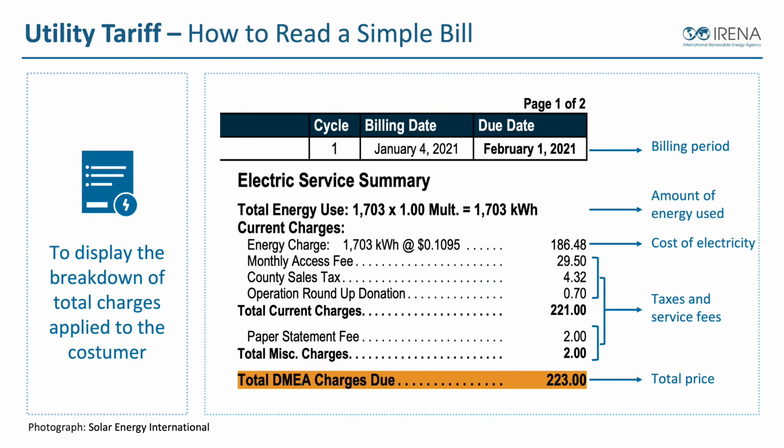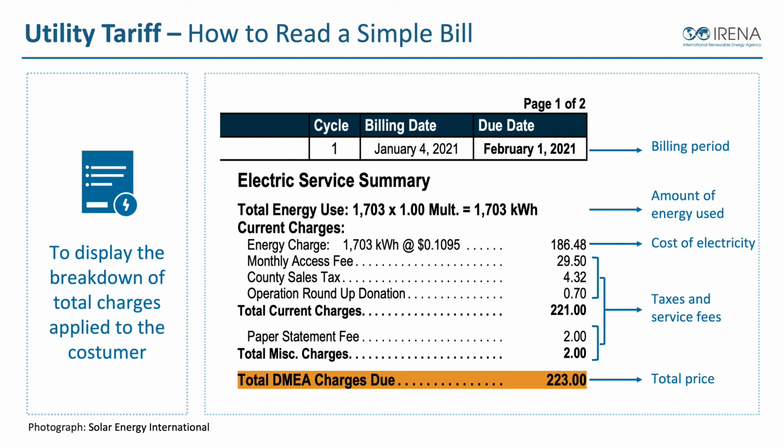In this example, we're going to take a quick look at a very simple electrical bill and think about how to read this. So across the top, we have our billing date, and it'll often tell the billing period as well. In this case, it's a 1 month. We have an amount of energy used. So if we see the total energy use, 1703. So we're using 1,703 kilowatt hours during that billing period.